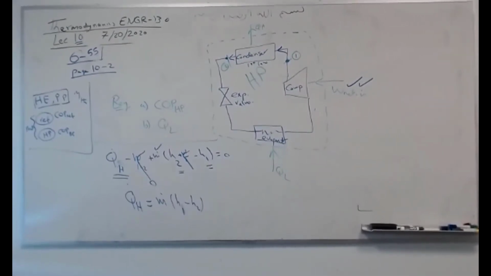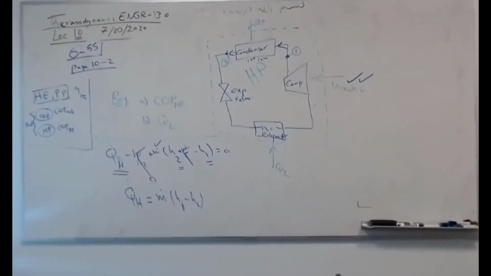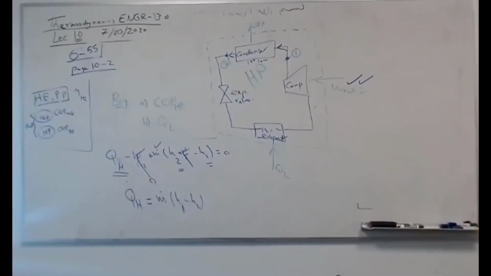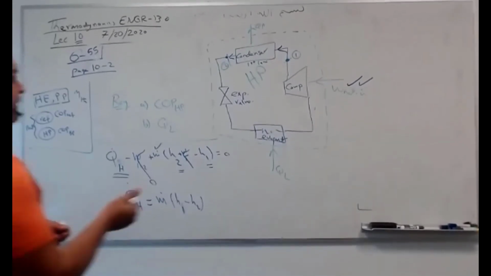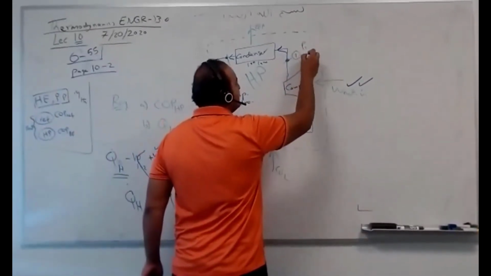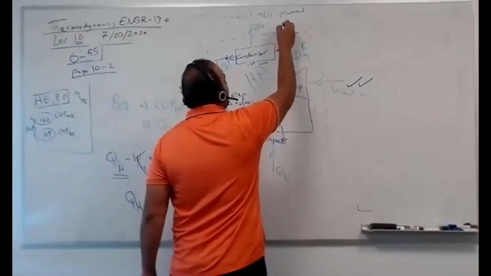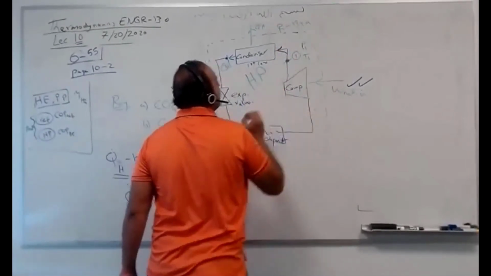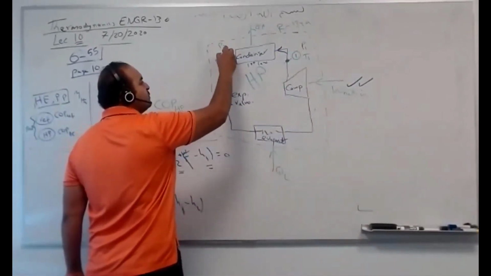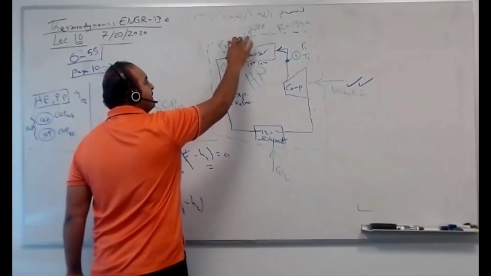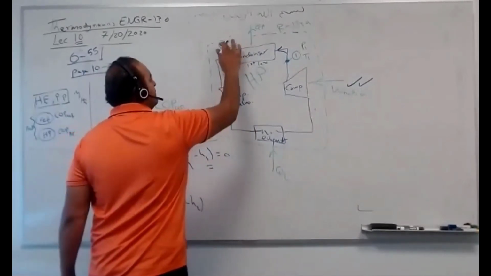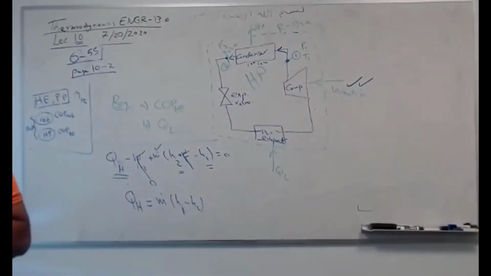Guys, can somebody tell me how I can get h1? Which table? H1, yeah, P1 and T1. This is R134A. We have here P2 and X2. Guys, are you here? Hello? Can you tell me how I can get h1 from which table?